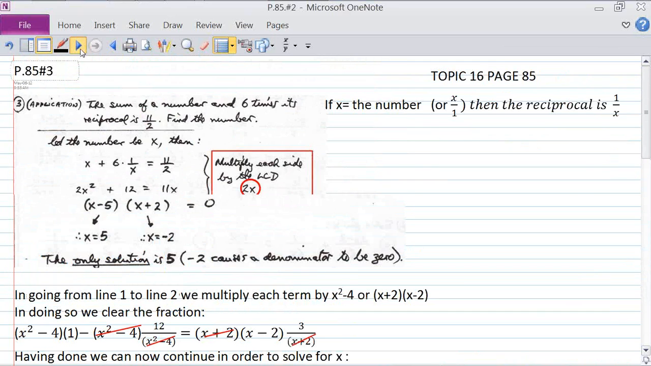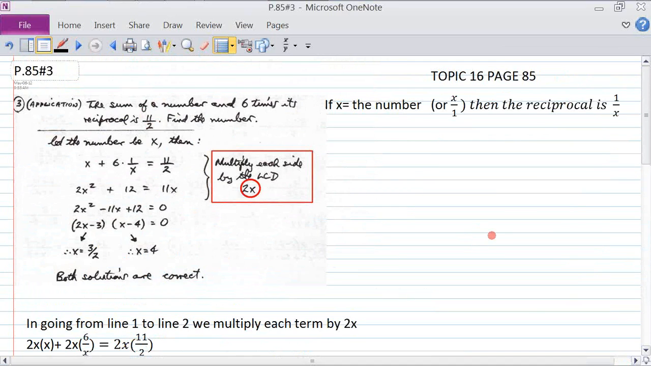So the last example is an application, and here we're told that the sum of a number and 6 times its reciprocal is 11 over 2. Find the number. So here we have let x equal the number, and this means x over 1. Then the reciprocal is we just turn it upside down. The 1 goes up here, and this goes down here.